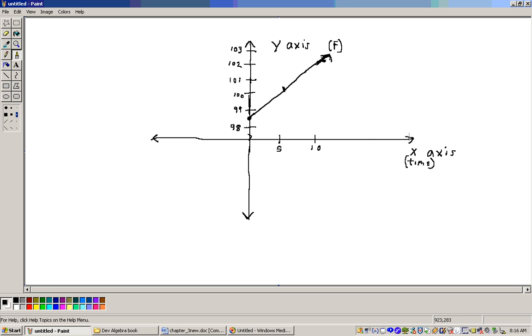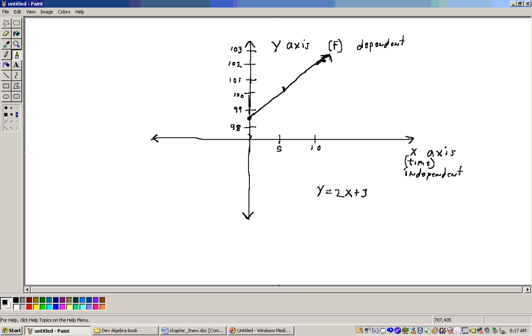This axis here is the x-axis. For this particular problem, it's time, and it's also referred to as the independent axis. And this is the y-axis, which on this problem stood for Fahrenheit, and it's also known as the dependent variable. So when we're graphing points in the next video, if we're graphing something like y equals 2x plus 3, the y is going to be this vertical axis right here, and your x is going to be the horizontal axis.